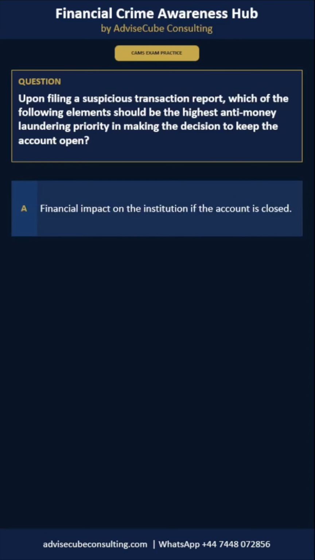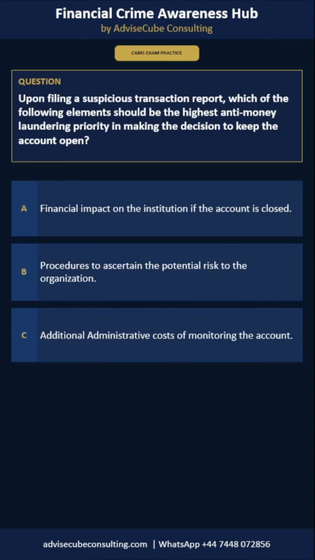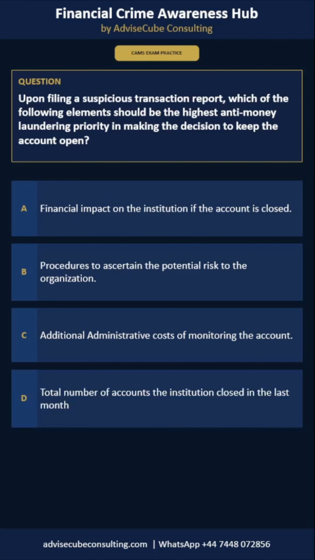Option A, financial impact on the institution if the account is closed. Option B, procedures to ascertain the potential risk to the organization. Option C, additional administrative cost of monitoring the account. Option D, total number of accounts institution closed in the last month. You have to select one out of these 4 options. You may pause your video and we'll see the answer on the next screen.